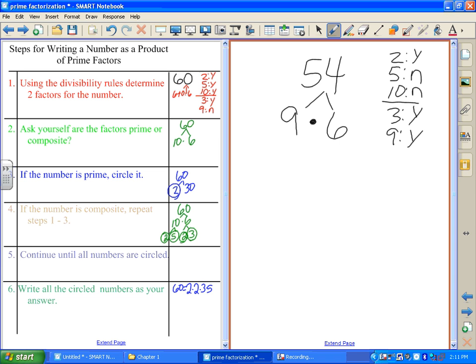Well, it's composite, right? Because I know I can take 9 and break it down into 3 times 3. Then I'm going to ask myself, is 3 prime or composite? Well, I know 3 is a prime number because the first 5 prime numbers are 2, 3, 5, 7, 11, right? Now I'm going to look at the number 6, and I know 6 is composite because it is even. So I know I can break 6 down into 2 times 3. 2 is prime, 3 is prime.